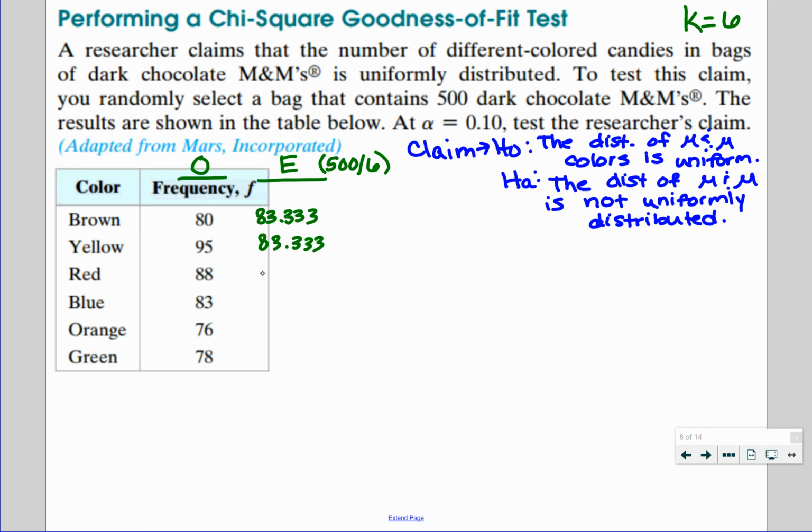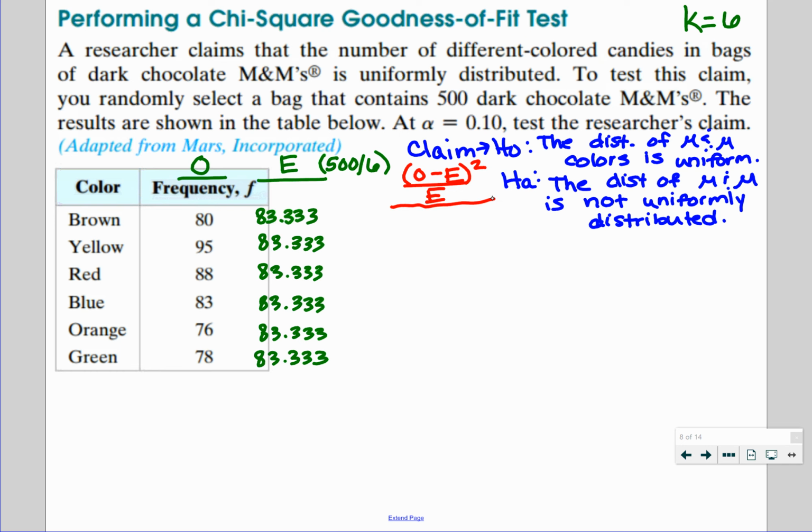83.333. 83.333 all the way down. So that's what it would look like if it's uniformly distributed. All of those values are the same. 83.333. Okay, now it's up to you if you want to do 3 more columns, or if you're feeling confident, you can go straight to this guy. O minus E squared over E is the column that we're looking for.